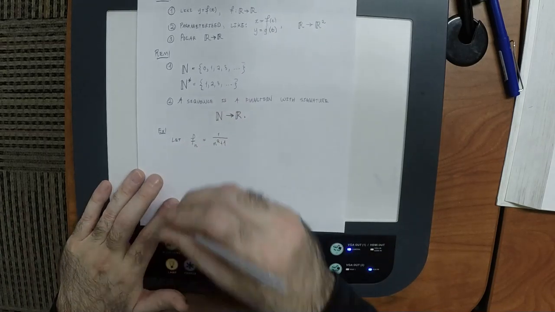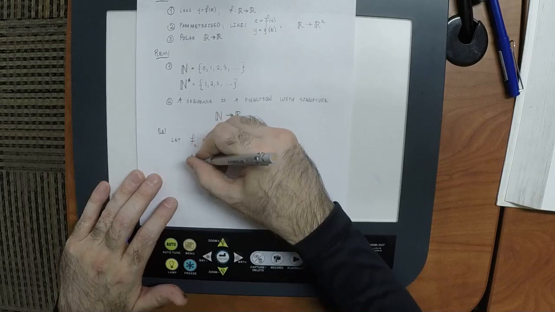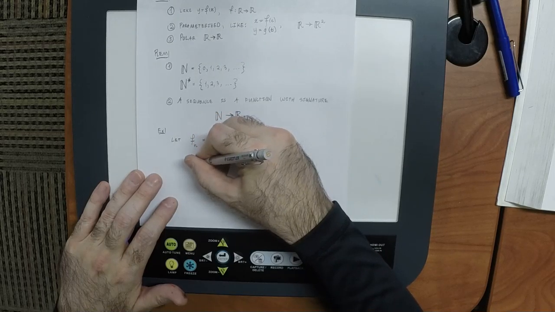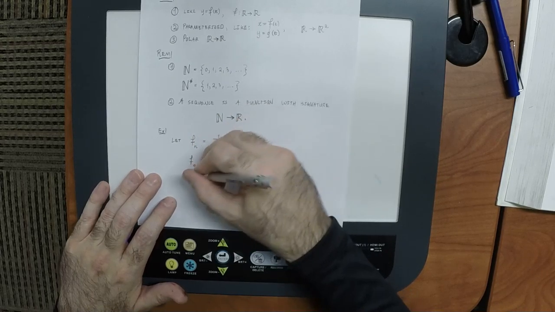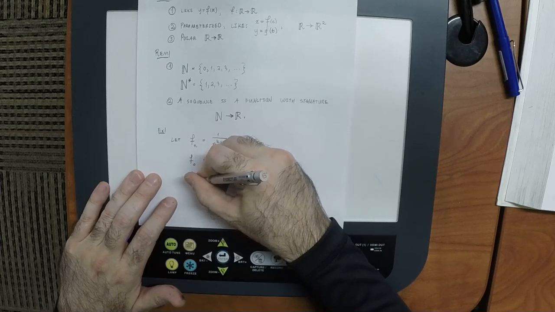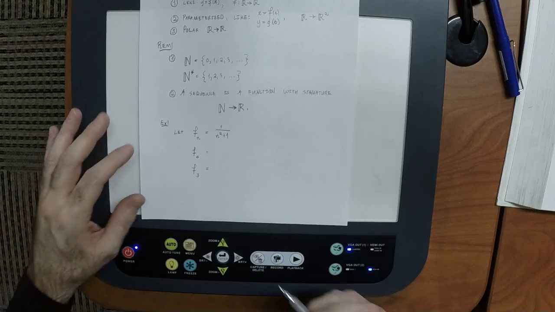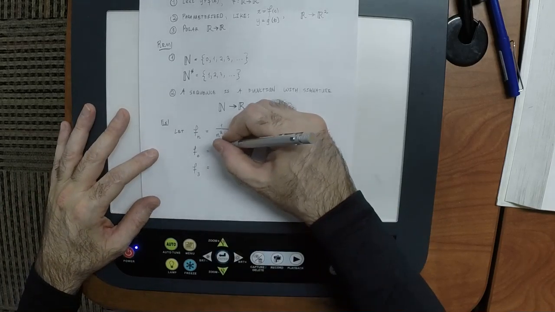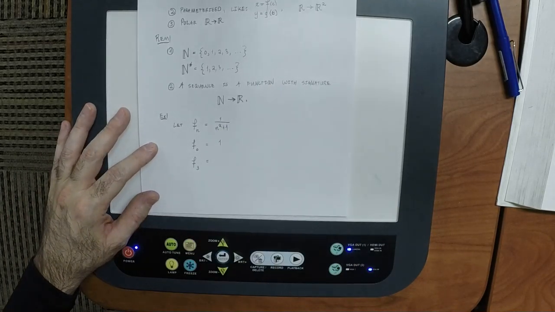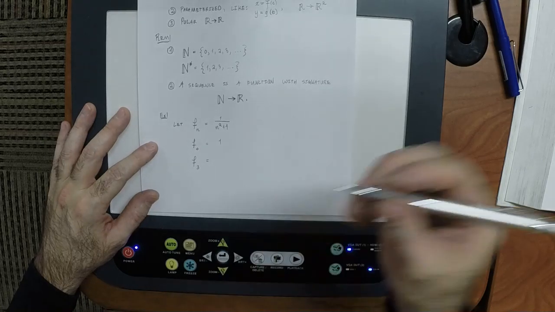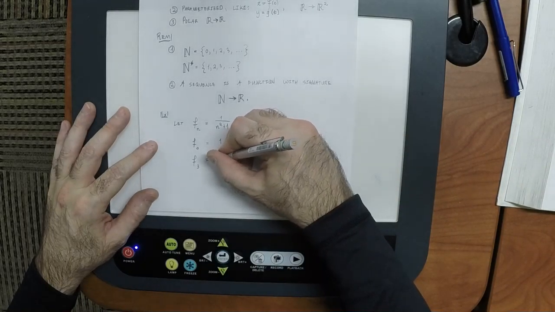So we're about out of time, so I'll just ask you to do two things here. What is f evaluated at 0? What is f evaluated at 3? So what's f evaluated at 0? It's 1. And what's f evaluated at 3? 0.1. So I'll write that as 1 over 10.